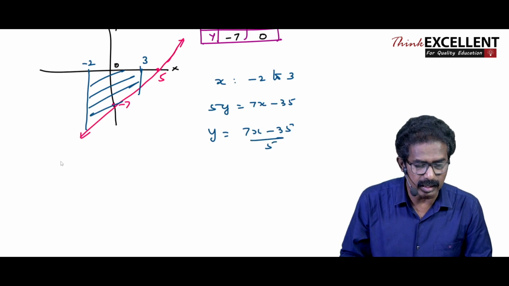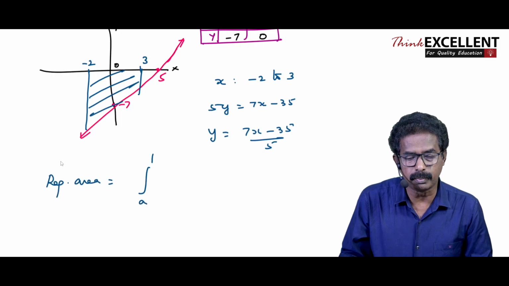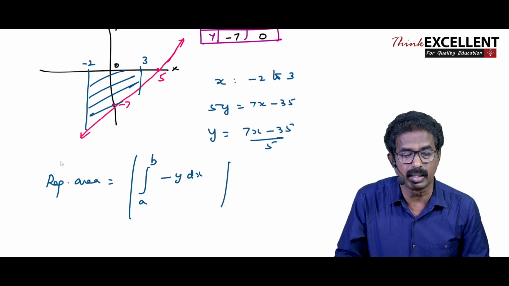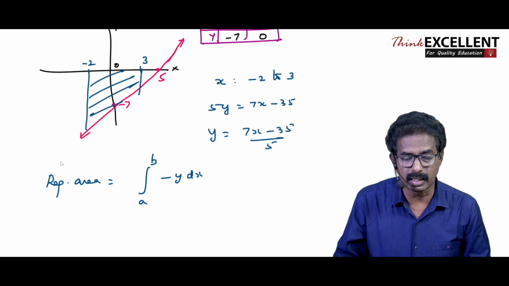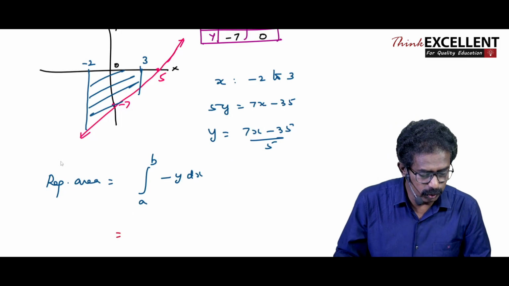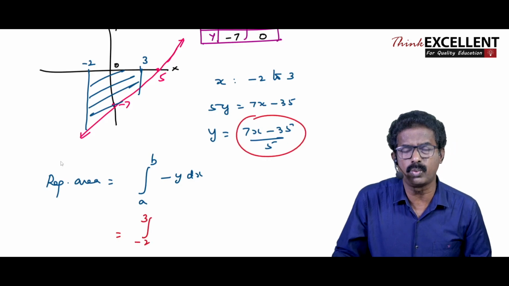So now we can say the required area is equal to the integral from a to b. Usually y dx, but here we write minus y dx. Otherwise put a modulus at the end. Even if you put a modulus on the whole thing, the answer should be positive, right? That's the idea. So that is the integral from minus 2 to 3 of minus y. This is y.